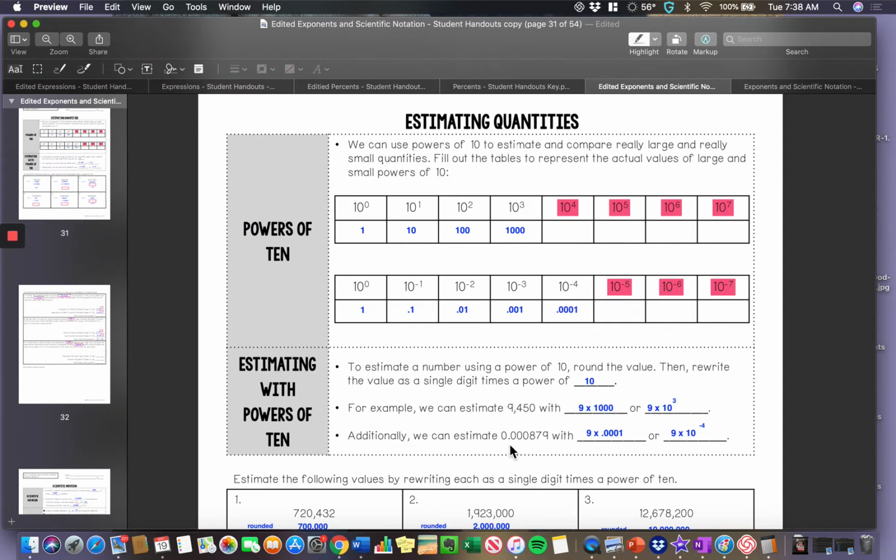Additionally, we can estimate 0.000879 with 9 times 1/10,000th, or 0.0001. And remember that 1 is in the fourth spot to the right of the decimal, so my exponent is going to be negative 4. So I have 9 times 10 to the negative fourth. Now you can be looking at this and say, oh, well, there's an 8 there. Well, again, I estimated. Okay, so I can look to the right of my number here, which was 8. It is 5 or higher, so I can round 8 to 9.